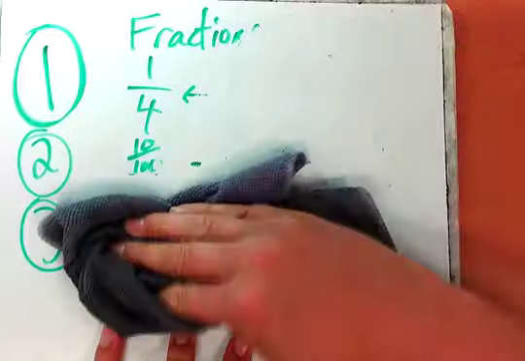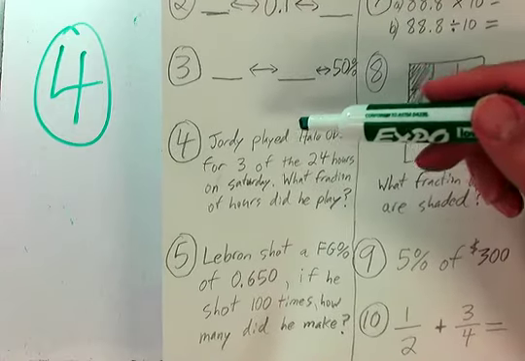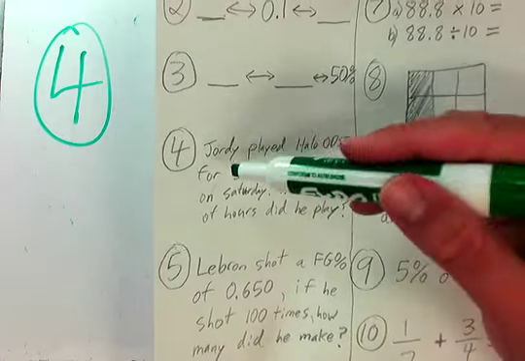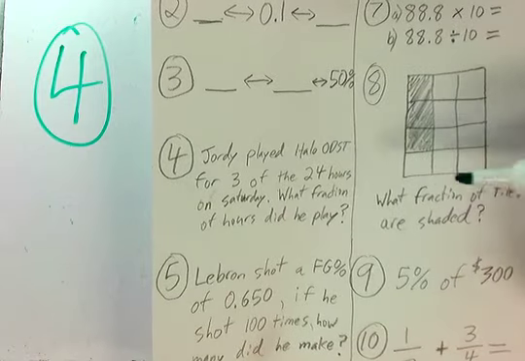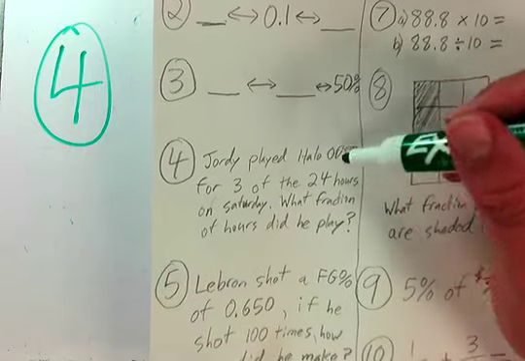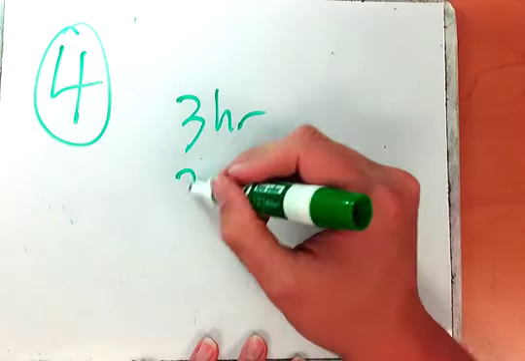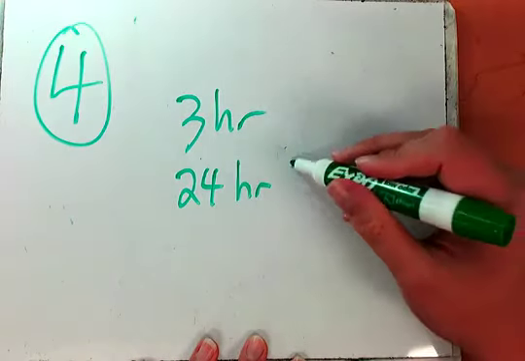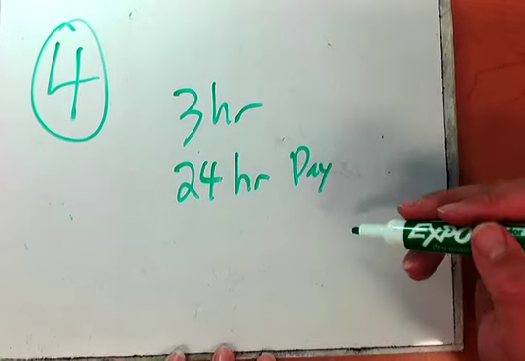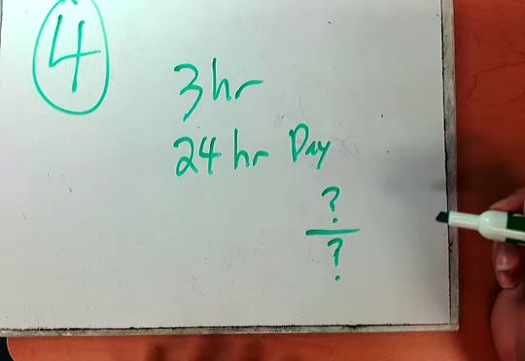So let's look at the next question there. So question 4. I'm just going to hold this up here. So Jordy played Halo ODST for 3 of the 24 hours on Saturday. What fraction of hours did he play? Okay, so we got a few things here. We got 3 hours is how much he played. We got 24 hours in a day. And the question is what fraction? So we're going to end up with something over something, right? That's where we're driving to.